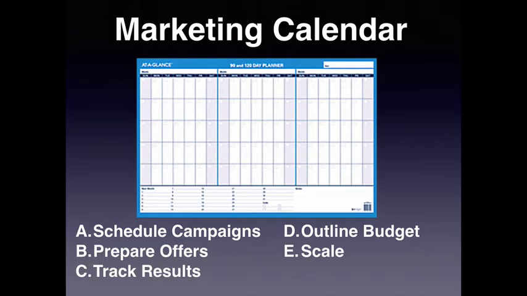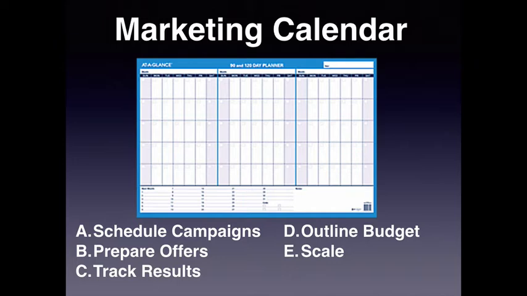So what I could do is schedule campaigns. I know for the next 90 days everything is going to happen. I can schedule it, map it out, and see exactly what's going on. That's one thing I could use the calendar for.